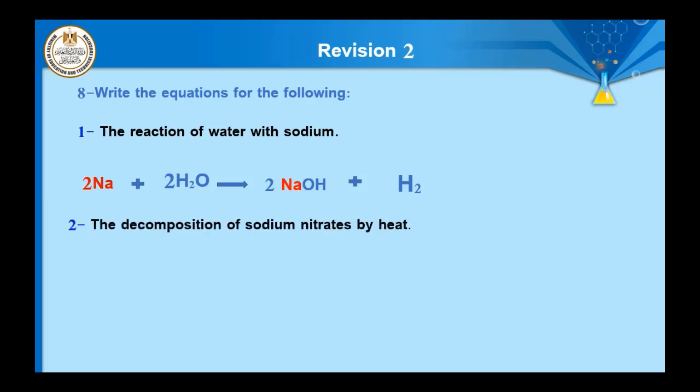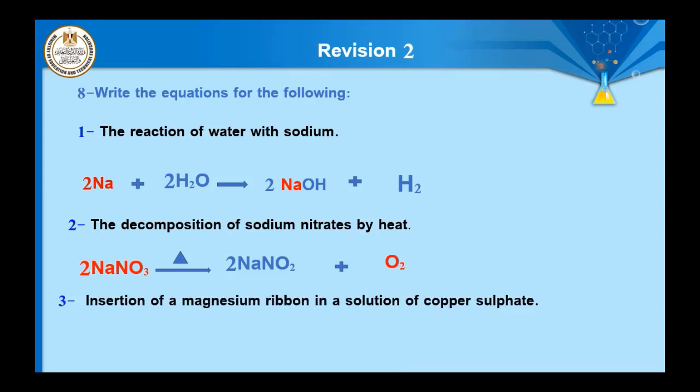Number two, the decomposition of sodium nitrate by heat. Sodium nitrate, which has white color, can be represented by NaNO3. Decomposed by heat into sodium nitrite, NaNO2, and the hydrogen gas evolves.